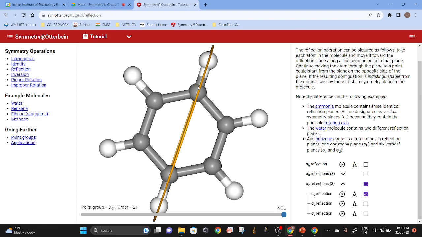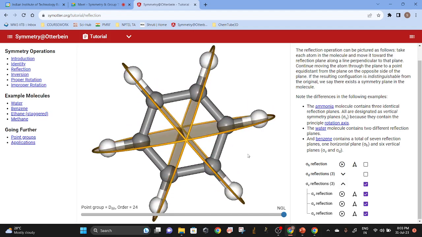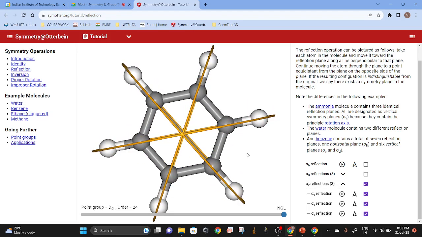If this plane is containing these two atoms, there are four more atoms like that, these two and these two, so there will be two more sigma V's, 1 and 2. So these are 3 sigma V planes. Okay, and can you tell the name of that symmetry element where all these sigma V planes are meeting?